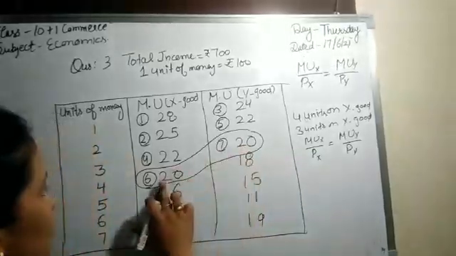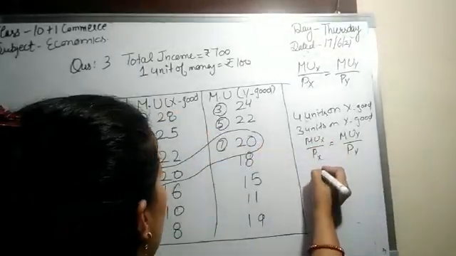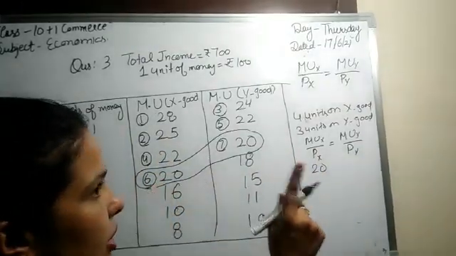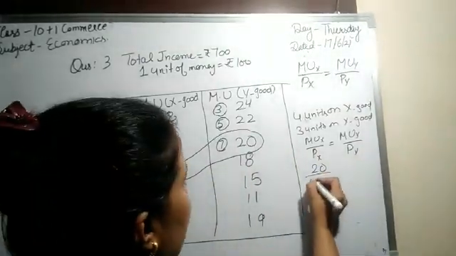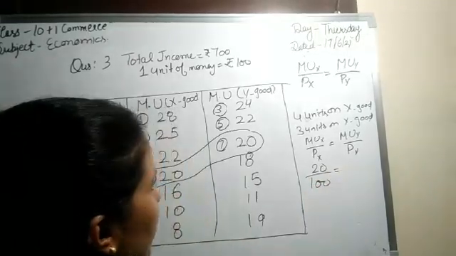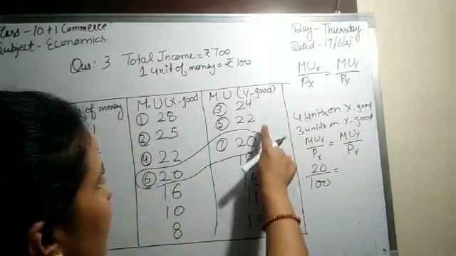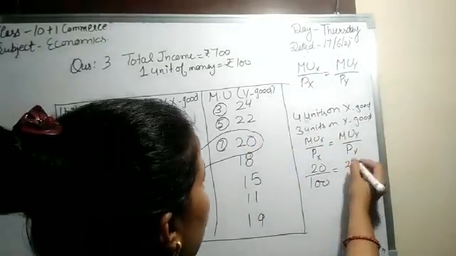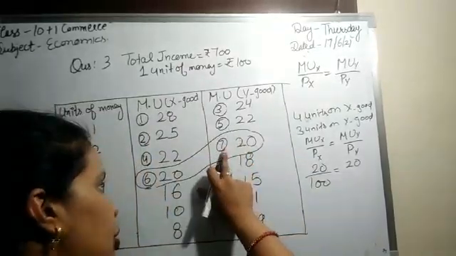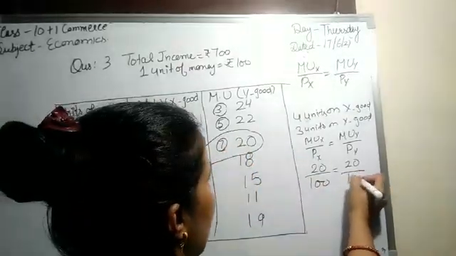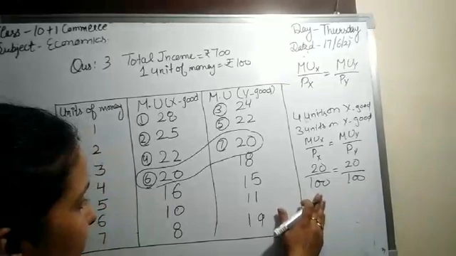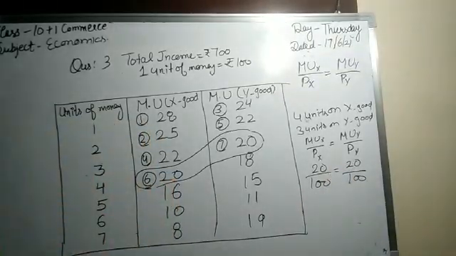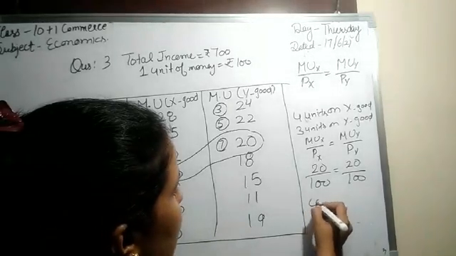How? At this situation, the marginal utility of X is 20. The price is rupees 100, because 1 unit of money denotes rupees 100. So 20 over 100 here. In the same situation, the marginal utility of Y commodity is 20, and at the same time he spent 100 rupees to buy this. So the marginal utility of X by its price and the marginal utility of Y by its price are equal to each other. So at that situation, the consumer is in equilibrium.